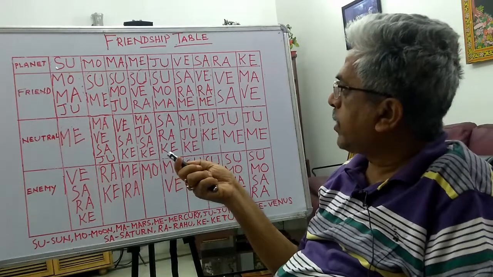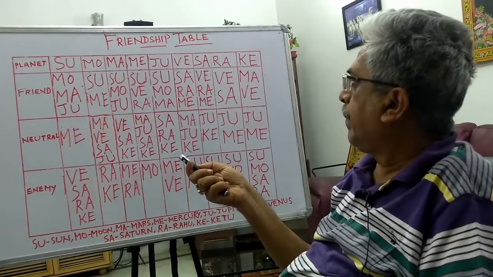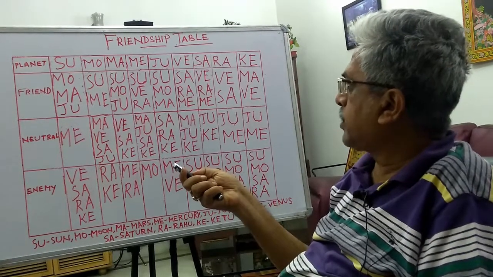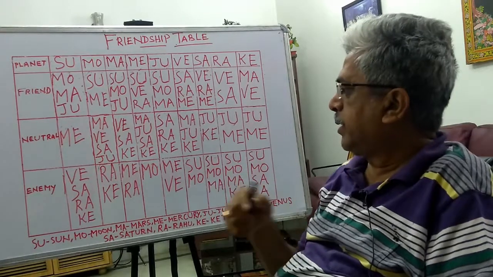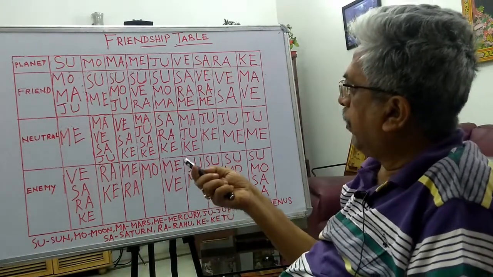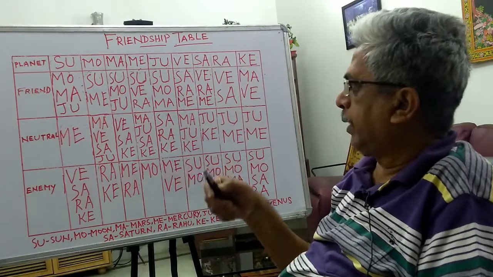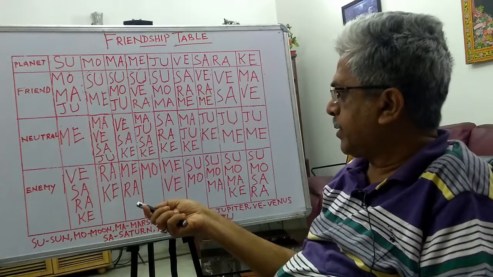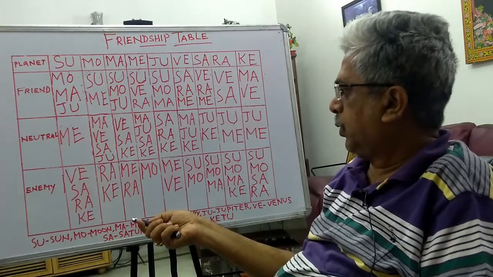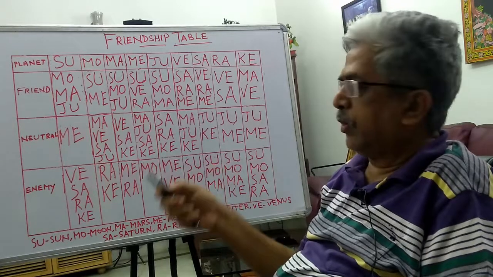Now, in the first house written 5 means Sun. For Sun, Moon, Mars and Jupiter are friends. Please see the terminology I have given at the bottom. So for Sun, Moon, Mars and Jupiter are friends. Enemies are Venus, Saturn, Rahu and Ketu. For Sun, Mercury is neutral.